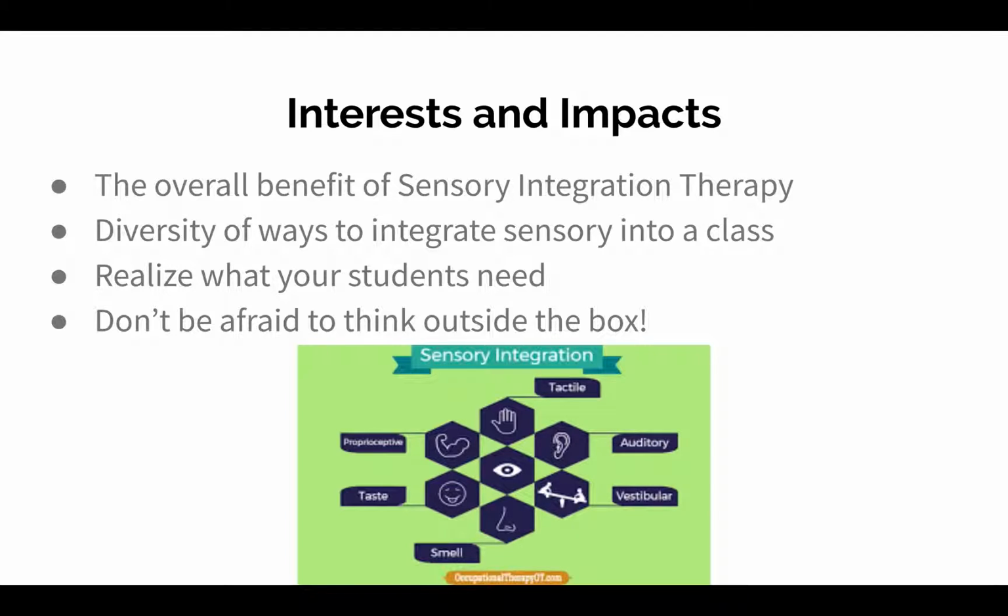It's important to realize what your student actually needs. Every student is different. So knowing how to modify that, and don't be afraid to think outside the box. As noted above, I took a Rubik's Cube and modified the textures. You could get picture frames and do different textures inside of it. There's so many different ways to integrate it, simply as just blowing bubbles.